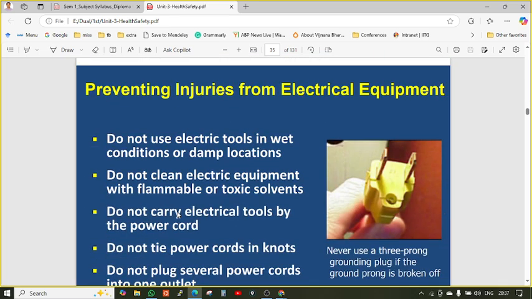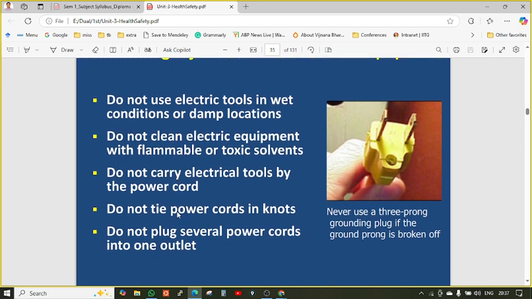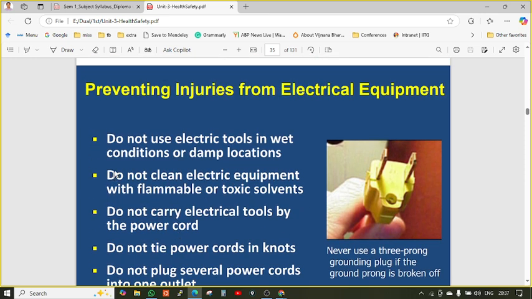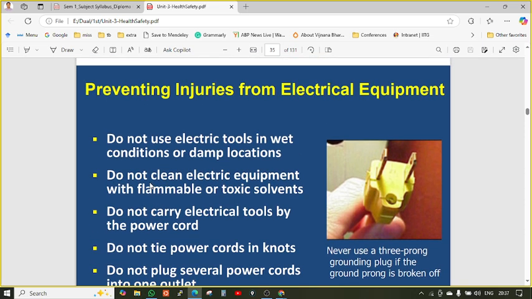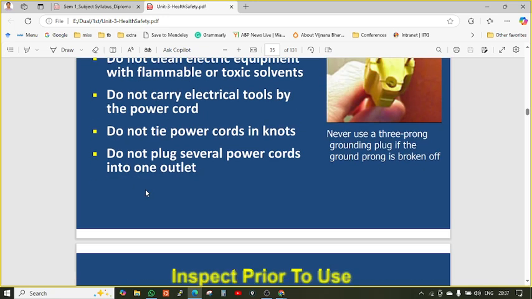Then preventing injuries from electrical equipment. How can you prevent injuries with electrical equipment? Do not use electric tools in wet or damp conditions. Do not clean electric equipment in flammable or toxic solvent. Do not carry electrical tools by the power cord. Do not tie power cords in knots. Do not plug several power cords into one outlet, as heavy loads cannot be tolerated. In wet conditions you cannot use that thing. In order to prevent electric shock, you have to avoid these things.